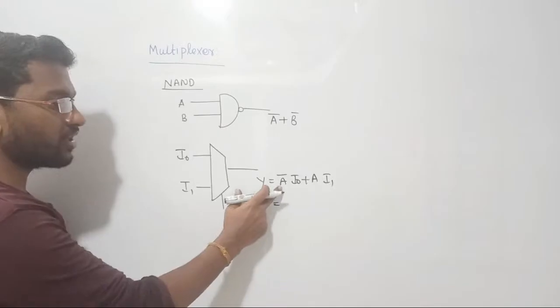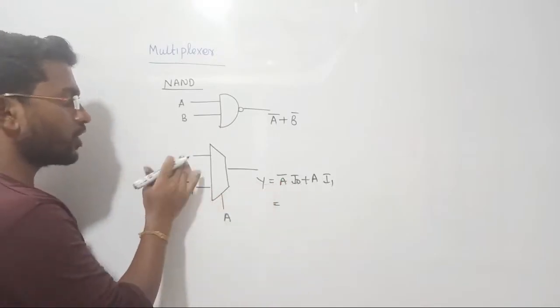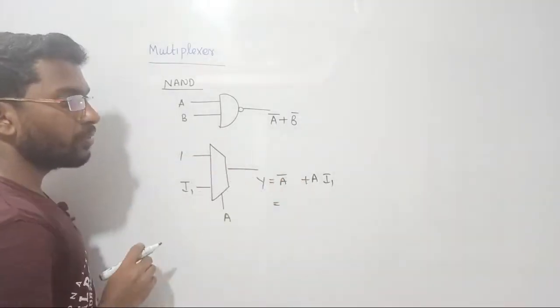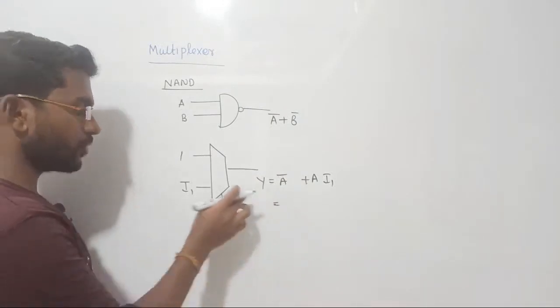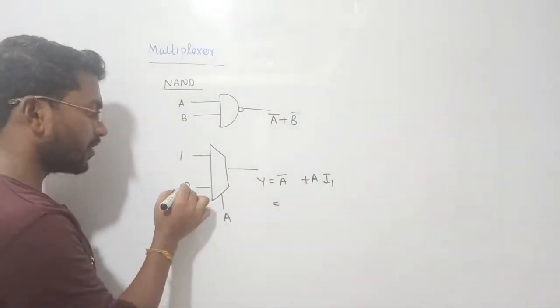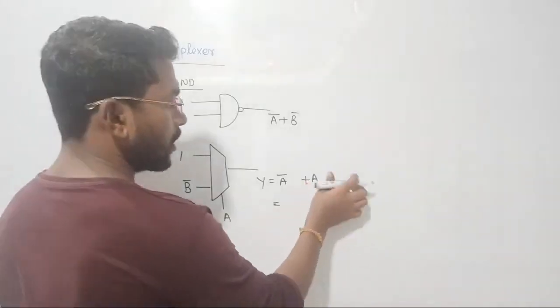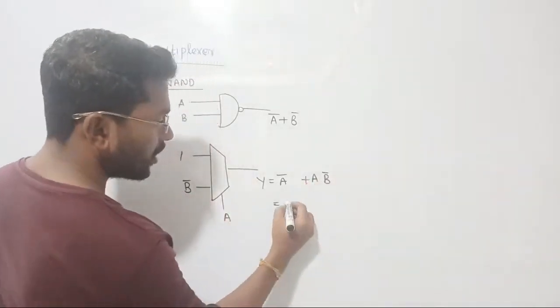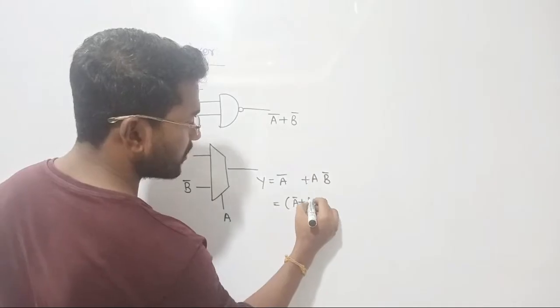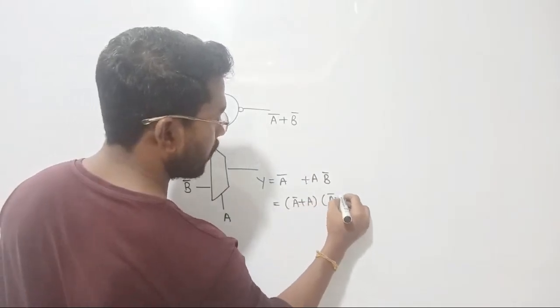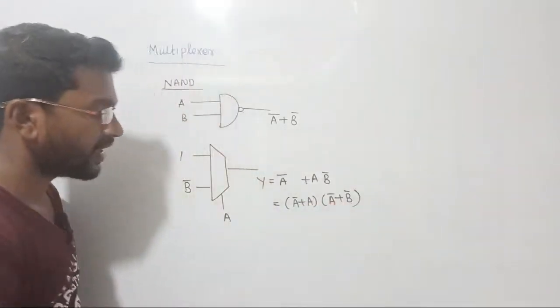Then what remains? A bar is available here. Then in place of I0, can we put 1, such that it will become 1? B bar is needed. So what shall we do? Very simple. In place of I1, if I directly attach B bar, then what will happen? According to the distribution theorem, once again you will get the result as A bar plus A into A bar plus B bar. Correct? Exactly, that is correct.